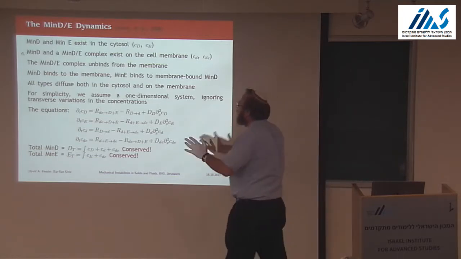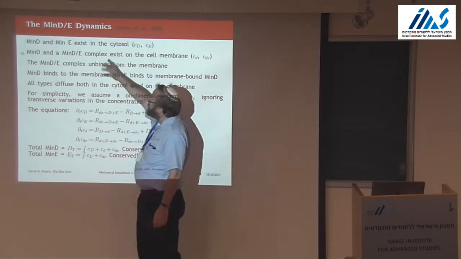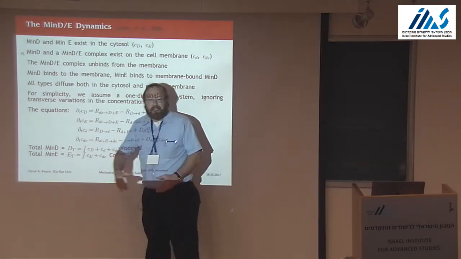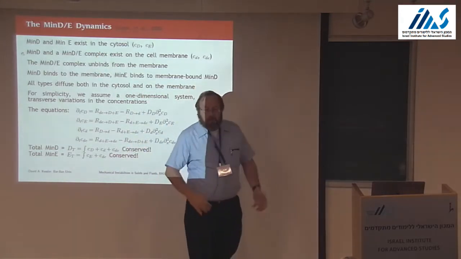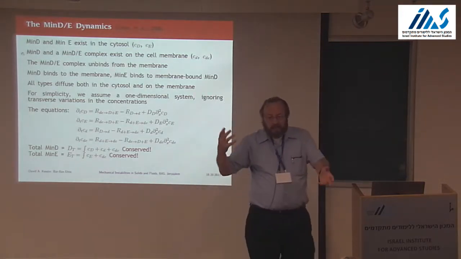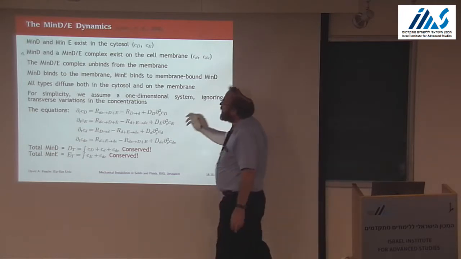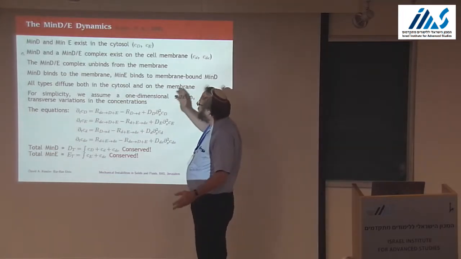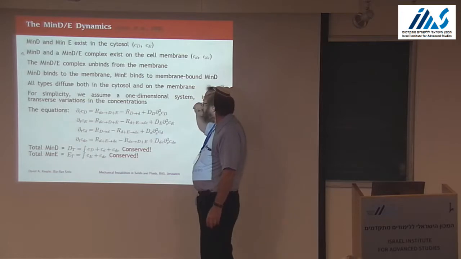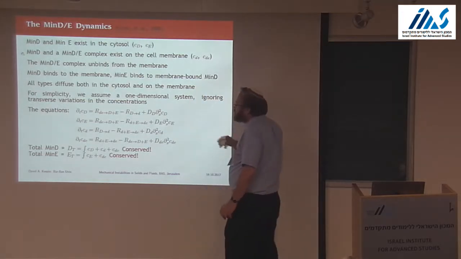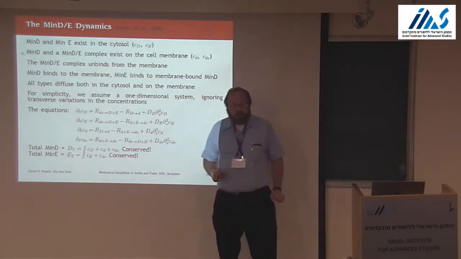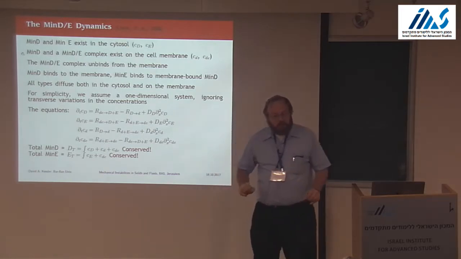And then this stuff doesn't stay on the membrane. It eventually leaves the membrane, goes back into the cell, and the complex, when it goes in, splits up. And then all types diffuse, both in the cytosol and on the membrane. And for simplicity, we're going to think about a one-dimensional system because we're physicists. So we have one-dimensional cells.